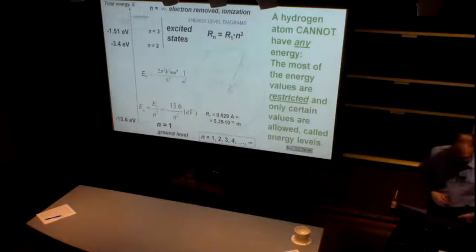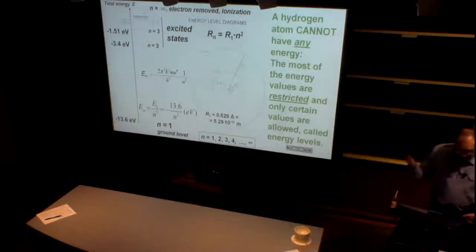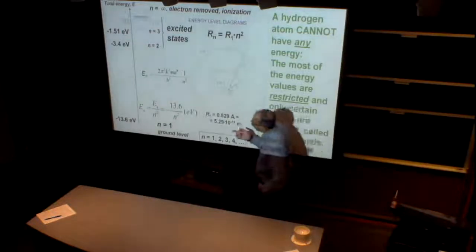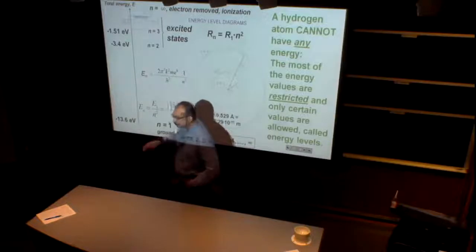Well, this is actually a very common situation in the quantum world. Not any values are possible, but only certain ones. And the majority actually is restricted. Anything between negative 13.6 and negative 3.4 is restricted. Can't happen, ever.